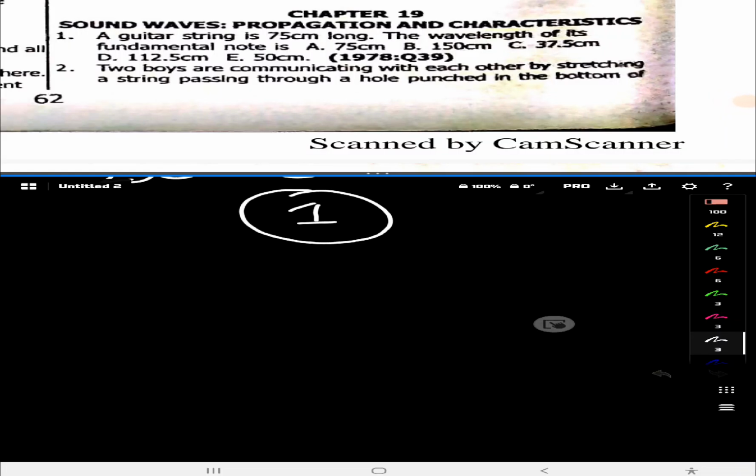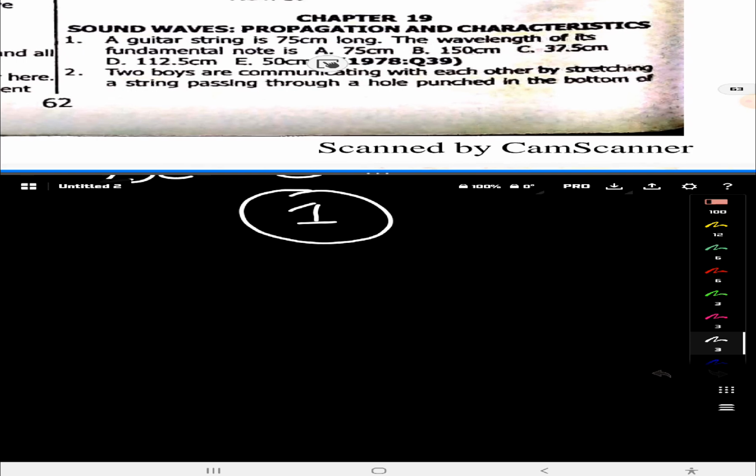Alright, welcome. The first question says a guitar string is 75 centimeter long. The wavelength of its fundamental note is... they ask you to solve for wavelength. Because they give you centimeter here, you need to know the relationship between wavelength and length. What will be the relationship?